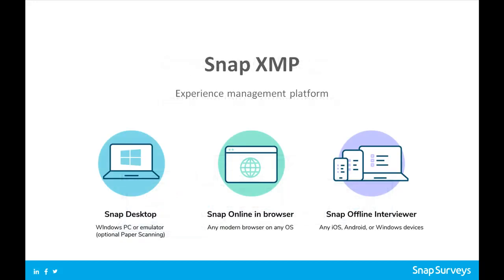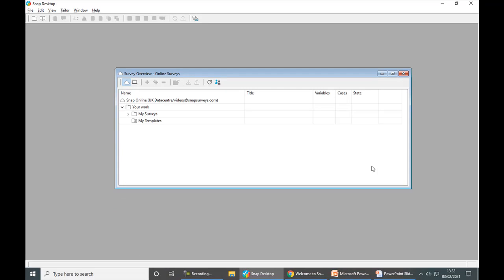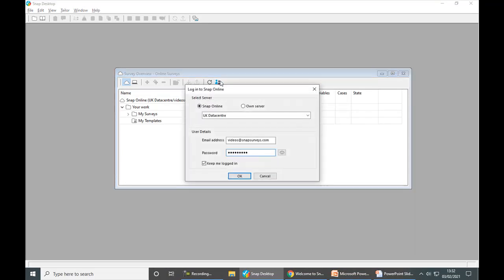We'll be using 2 components of Snap XMP today. Snap Desktop, where I'll be designing the survey, and then Snap Online, where I'll be making the survey live. So let's take you straight into Snap Desktop. The first thing we're going to do is just check to make sure that we're logged in.